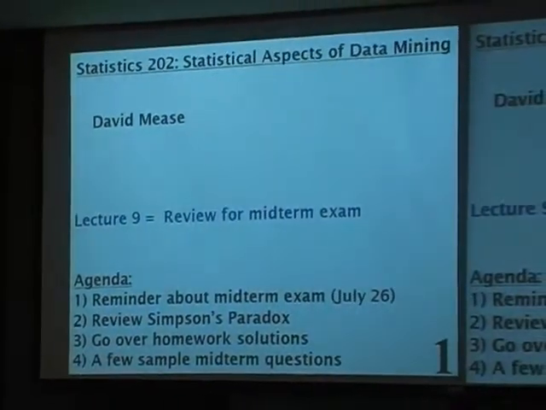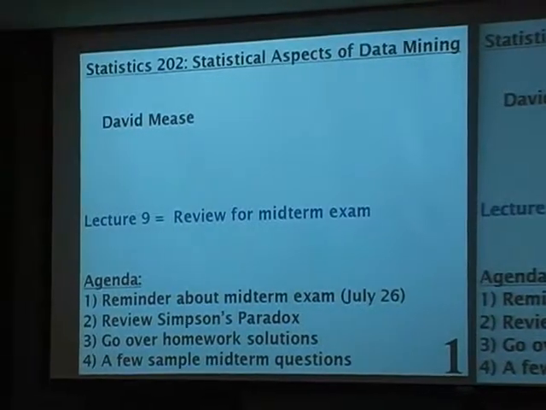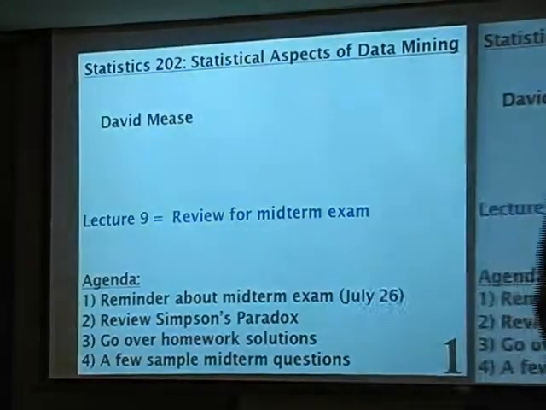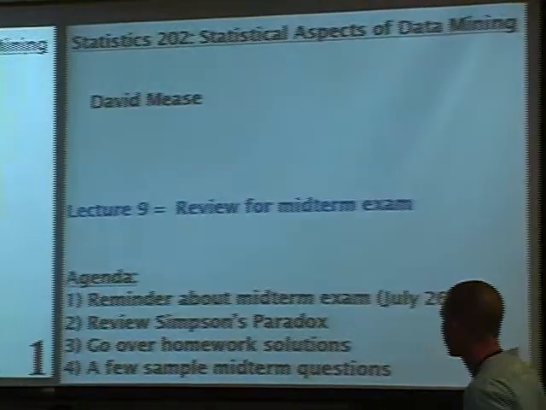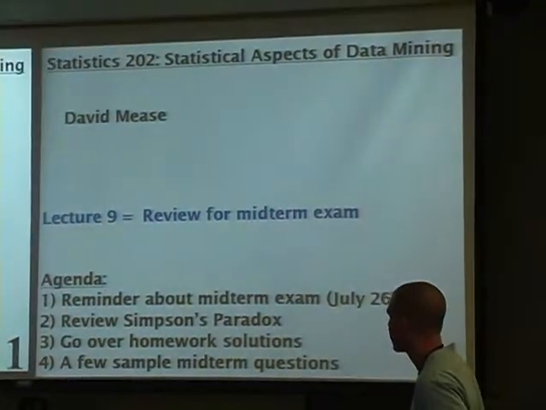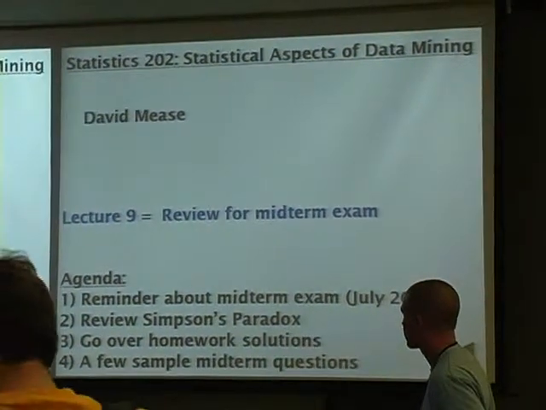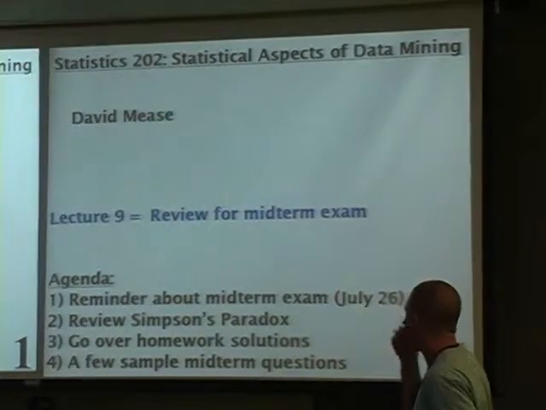I started to talk about Simpson's paradox last time, so we're going to review that today. I gave you a sort of toy textbook example last time. I'm going to give you the same numbers in a real example this time and get you to think about the implications of that. I have the homework solutions.